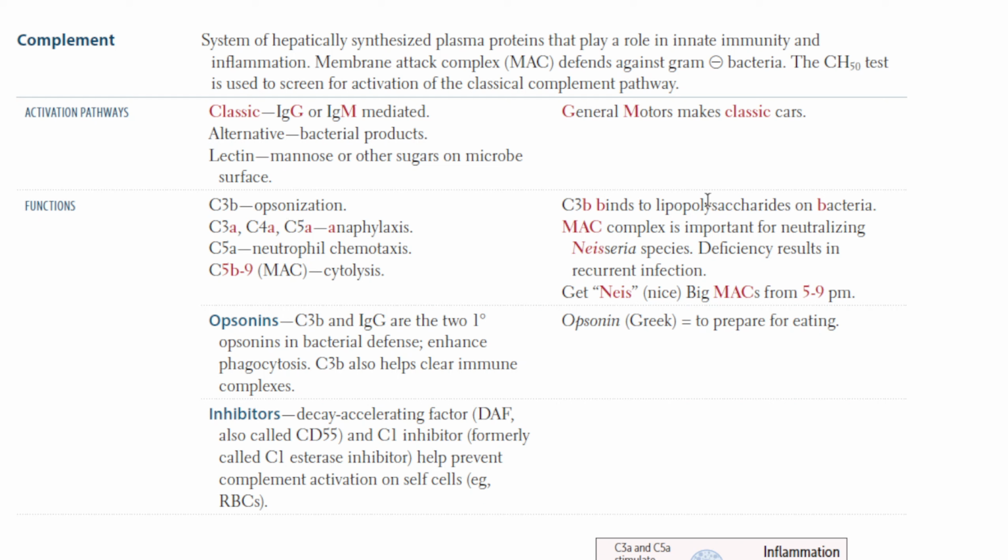The MAC is important for neutralizing Neisseria species. The MAC is important for neutralizing Neisseria species. MAC deficiency results in recurrent infection. So the MAC is important in neutralizing Neisseria species. That's why they tell you to get a nice Mac from 5 to 9. Remember those two. So in your mind, think, don't look at the book.